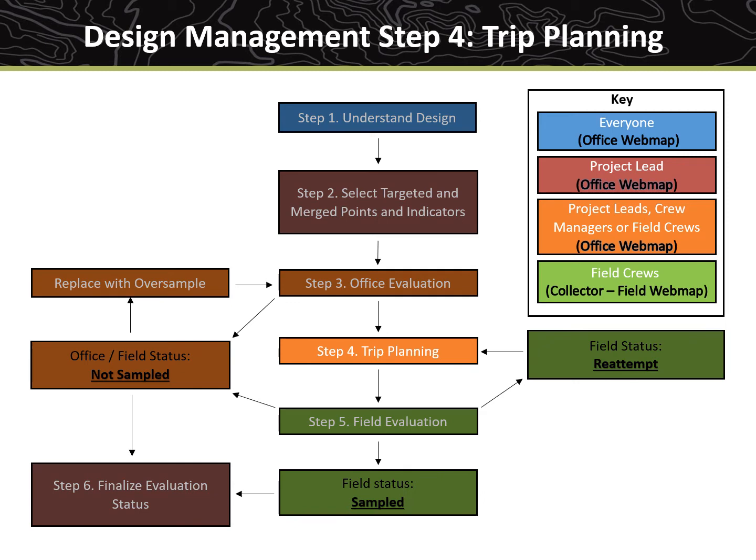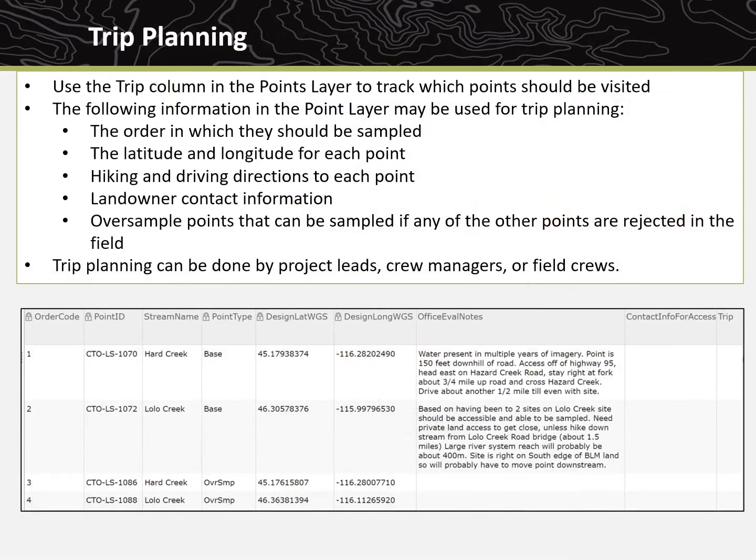The 4th step in the design management process is to plan trips for crews to go out and sample or reject points that were evaluated in the office. Trips may span from 1 week to several, depending on the reaches being sampled and the desired work schedule arranged for each crew. The trip field in the points layer can be used to track which point should be visited on a given trip. It is a text field, so it can also be used to track the order point should be visited, as well as if additional assistance is needed with reach evaluation from the field office or NOC prior to visiting.